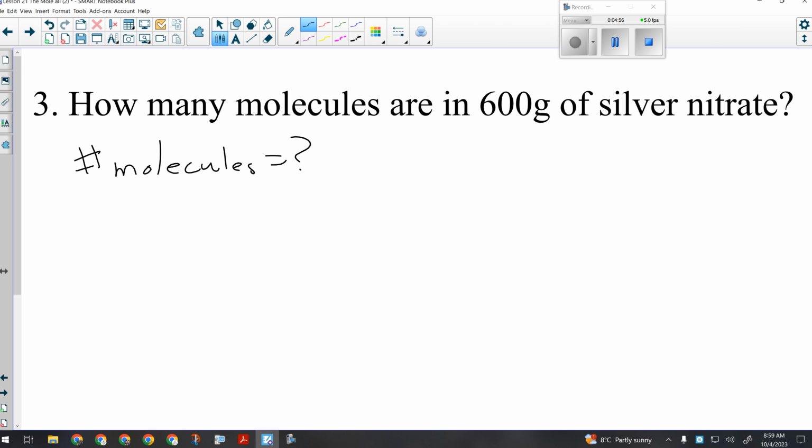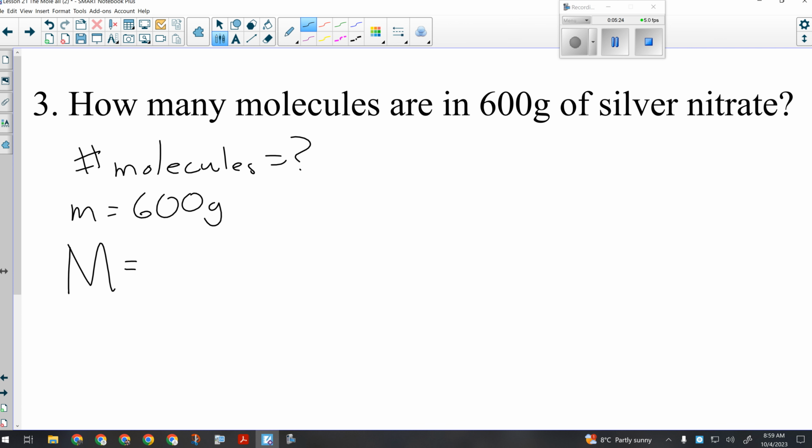Are in 600 grams. What did they give me there? Mass, which is what part of the mole equation? Little m, right. Of silver nitrate. What is that going to help me get? Big M, the molar mass. But what do I have to do before I can get that? They told me silver nitrate in words.